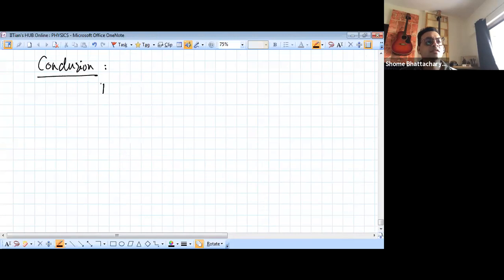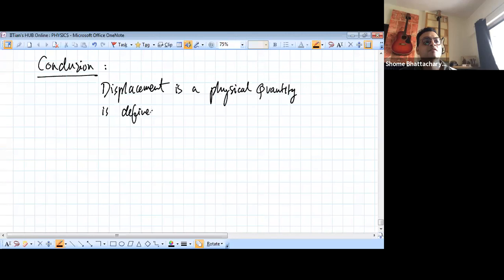Okay. So the conclusion is that displacement is a physical quantity because definitely it's measured. But in order to measure it accurately, it is defined by a direction and magnitude. In everyday language, we just say that displacement has direction and magnitude. It has both the properties.